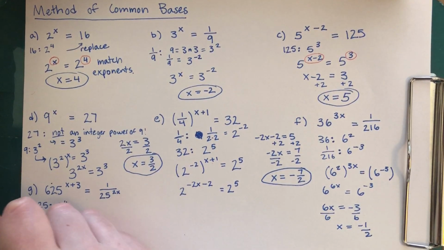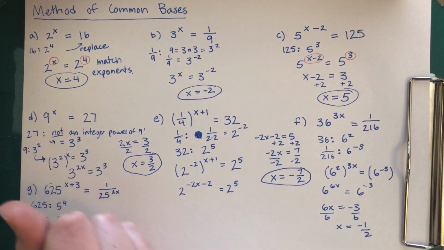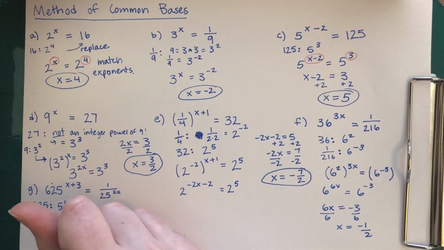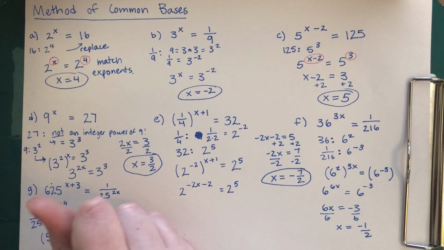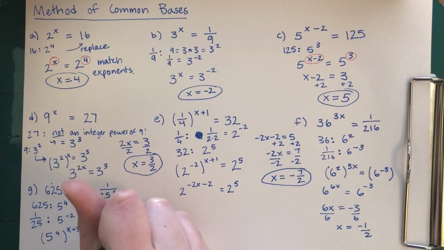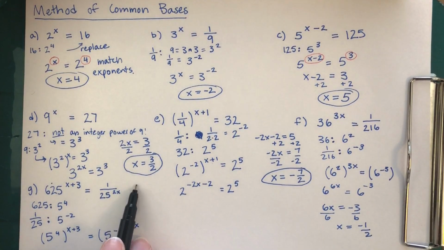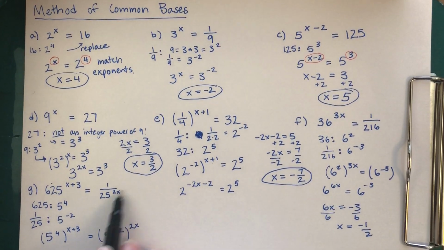So I have 5 to the 4 to the x plus 3 equals 5 to the negative 2 to the 2x. You might notice that this 2x is here on the bottom instead of being on the outside, but it actually works out the same. It's fine.